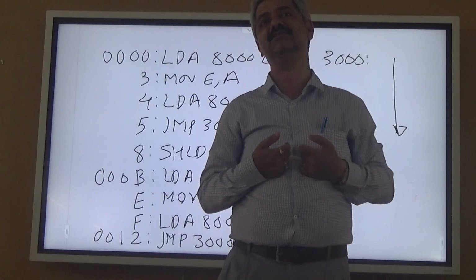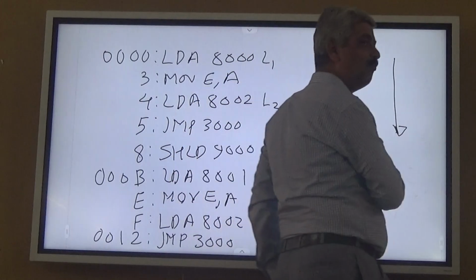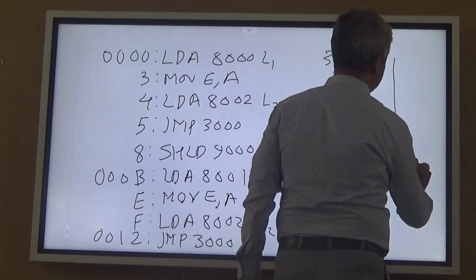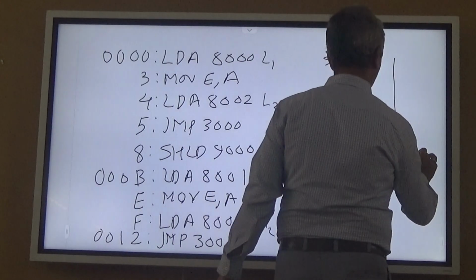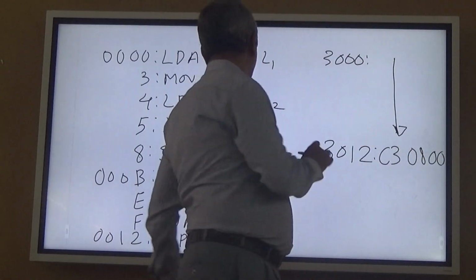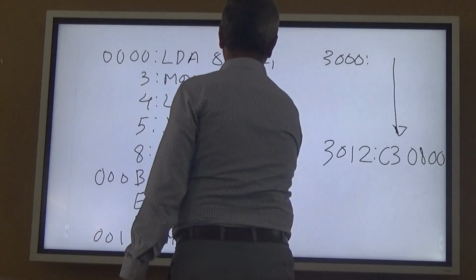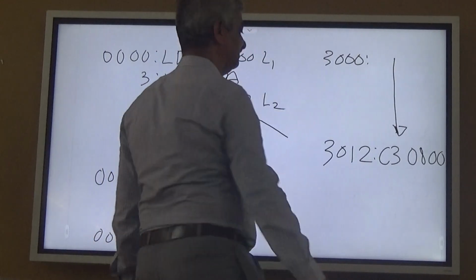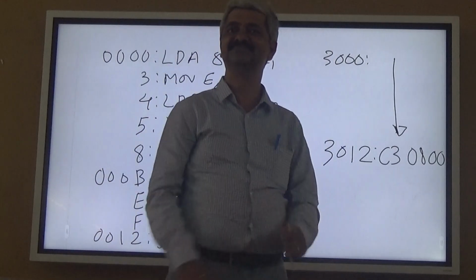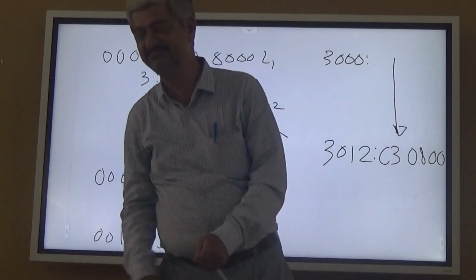Now what can you do? So at 3012 I am having C3, then here I have 0800. So before this jump, can you do something? This is called dynamic programming.